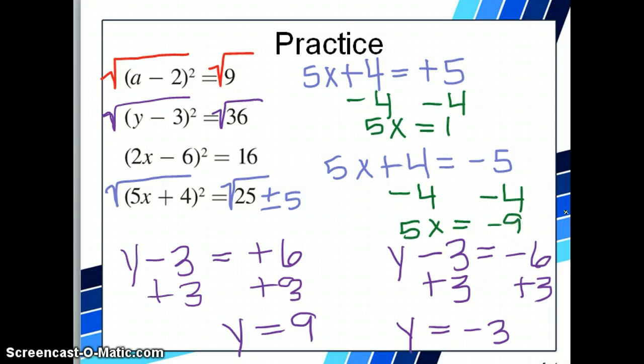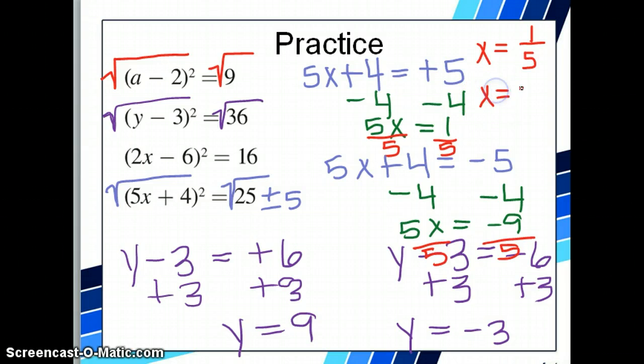So you can see now we're going to get some fractions, and that's just fine. So we'll divide by 5. So x could equal 1/5 if I divide by 5 here, or x could equal negative 9/5. And you could put that as a mixed number if you choose. Again, leaving it as a fraction is completely okay.